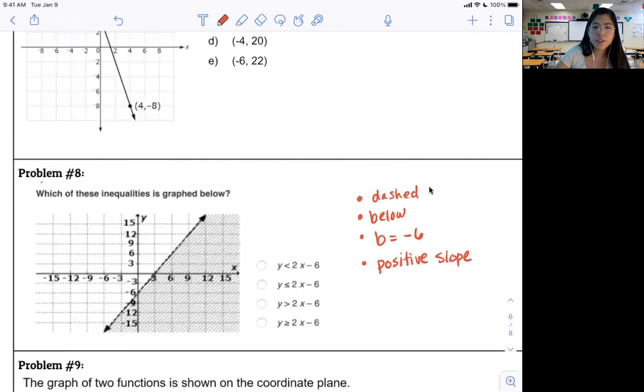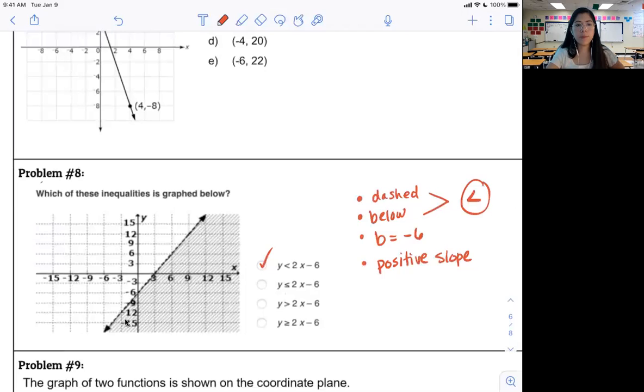Now you have all the information you need, and we're just going to find the matching inequality. Since it's dashed and below, what symbol would I be using? Less than. Less than sign. Positive slope, y-intercept is -6. This matches all the criteria. It's answer choice A. So anytime you have a problem like this, you really just want to make sure you look at your graph, you write down everything you know about it, and then you match it with the correct equation.